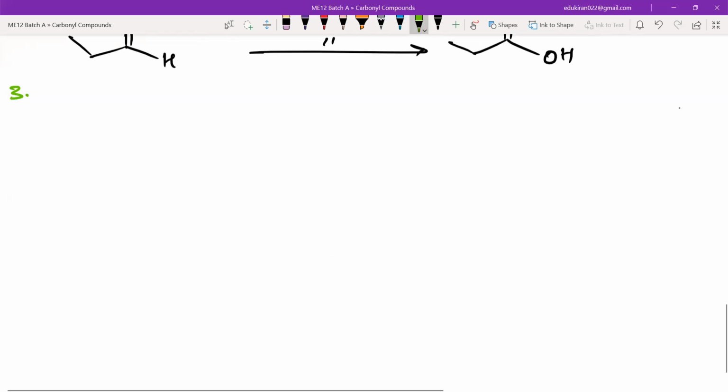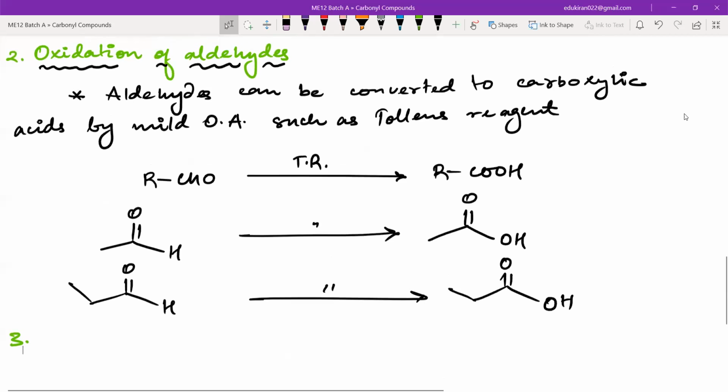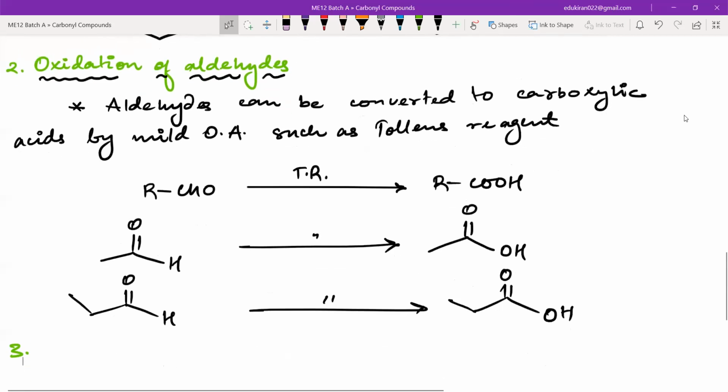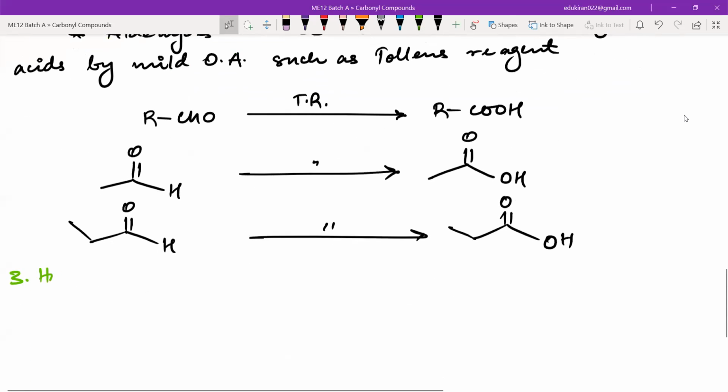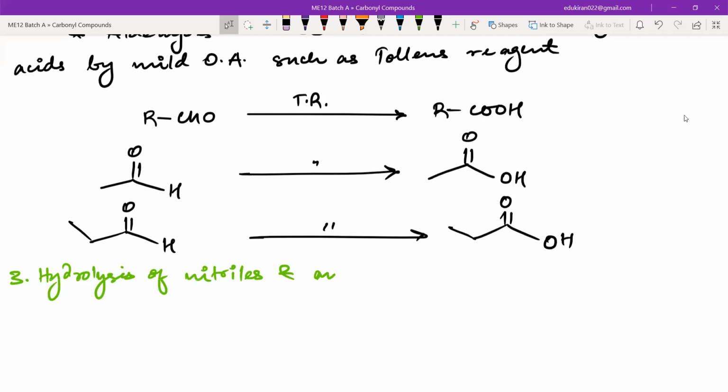Third is from hydrolysis of nitriles and amides. Hydrolysis means we will be adding water. We will be adding water to nitriles and amides.